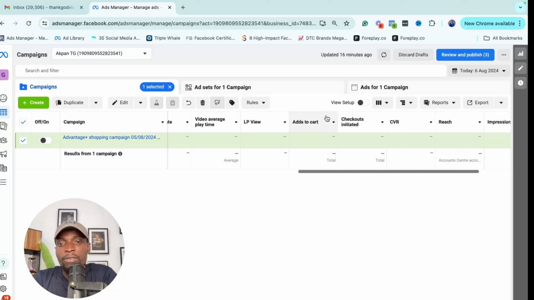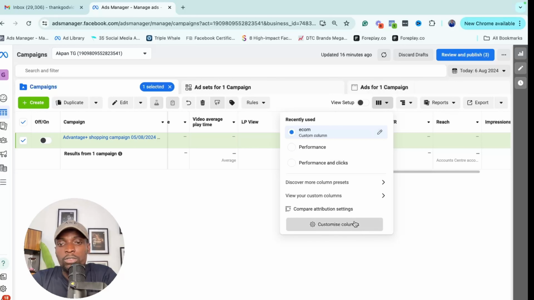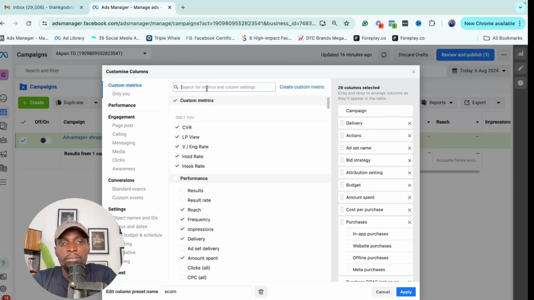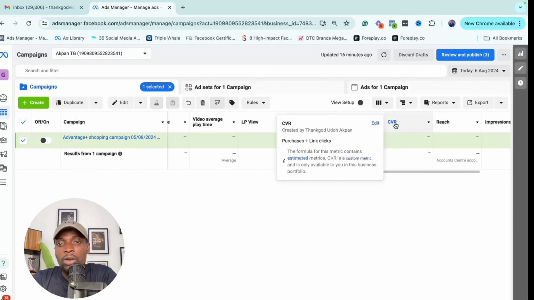If you're seeing very high figures here, but it does not reflect here, maybe you're seeing 200 add to carts here and just 10 checkouts initiated, then something might be wrong. It might be that your pixel is not completely set up, or there's something wrong with the product, or maybe the landing page is not helping the customer convert better. This is not a custom metric, it is already in the Ads Manager. So when you click on customizing your columns, you just need to search for the metric there and add it.